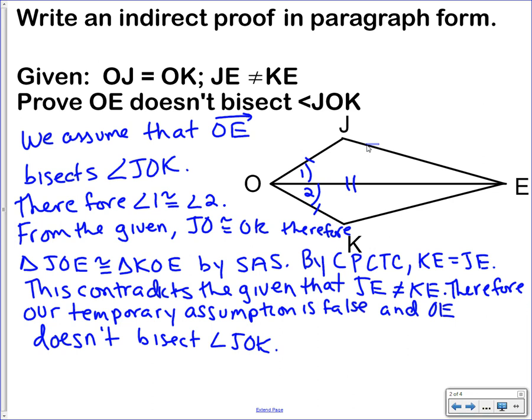So again, we assumed the opposite of the proof, logically reasoned to some sort of contradiction to either the given or a known theorem or definition or postulate. Then you state at the end of the proof that our temporary assumption is false and OE does not bisect angle JOK.